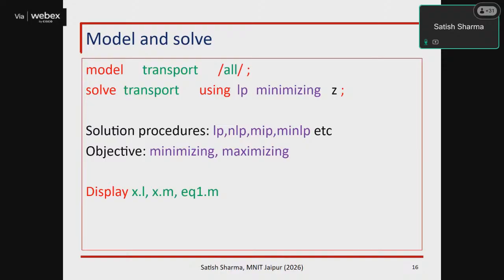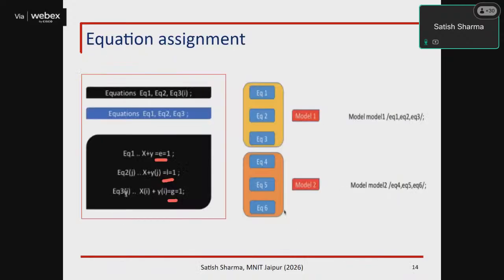Usually the red color is basically fixed. So we will write down model, and we give a name to the model. This transport is the name of the model, so the model name is transport. In the backslash I have written all. It means whatever equations I have defined before this line will be solved in this model. Otherwise I could have mentioned certain equations, like this.